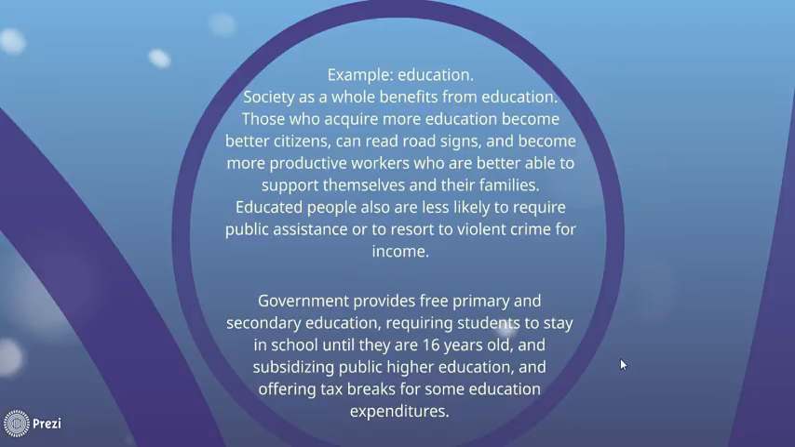Educated people also are less likely to require public assistance or to resort to violent crime for income. Thus, education benefits those getting the education, but more importantly, it also confers benefits on others. So that's a positive externality. It benefits you who's gaining the education, but it also benefits the economy by producing more responsible citizens.